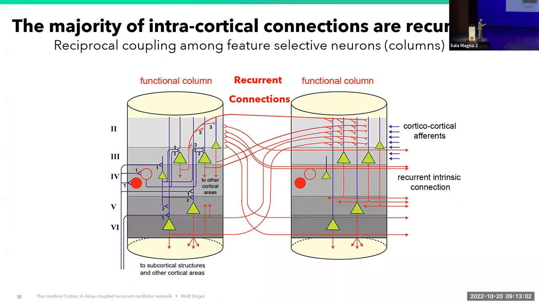These neurons are feature selective, and these connections are very prominent, and they make up about 80% of the synaptic contacts in cortex. So recurrence is an extremely important organizational principle.